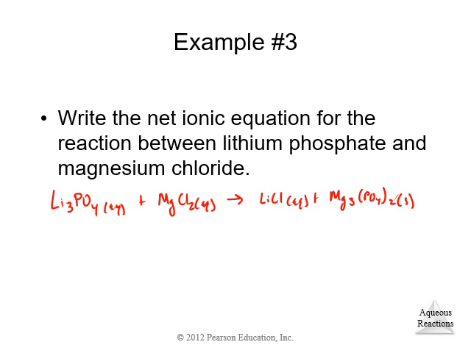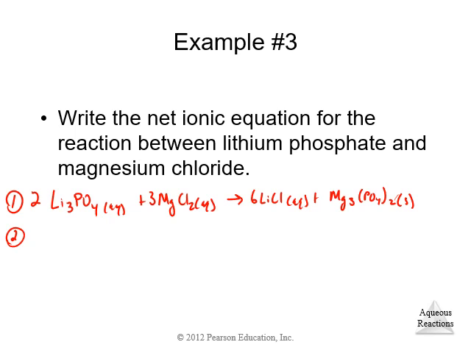When we balance our equation, notice I have 2 phosphates on the product side. I have 1 on the reactant side, so I need a 2 for this coefficient. I have 3 magnesiums versus 1, so I would need 3 for the magnesium chloride, and then I would need 6 for the lithium chlorides to balance it out. So that would be our step 1, getting our balanced molecular equation.